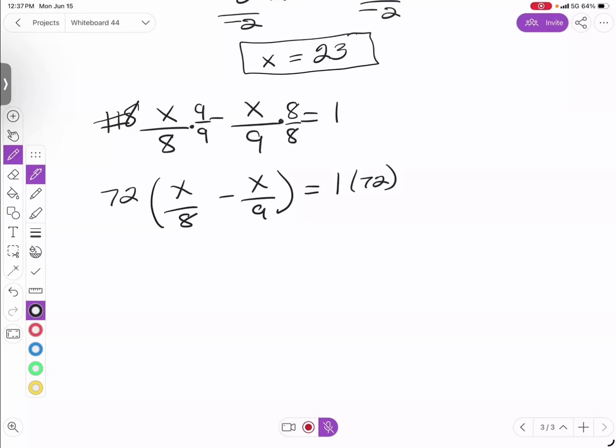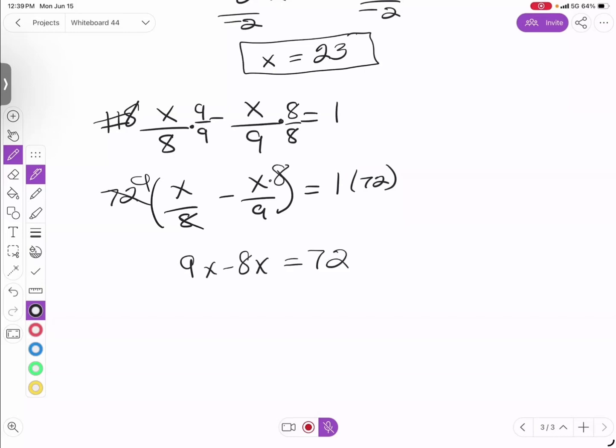So 72 divided by 8. What is 72 divided by 8? It's 9. So I can automatically cross that out and put a 9 here. Also, what is 72 divided by 9? It's 8. So I can put an 8 next to that one. So this will be 9x minus 8x equals 72.